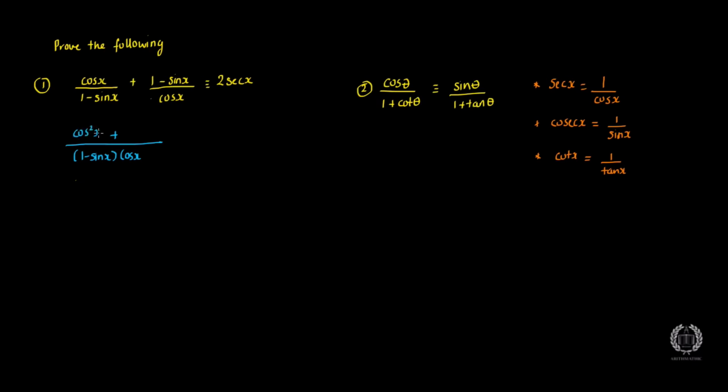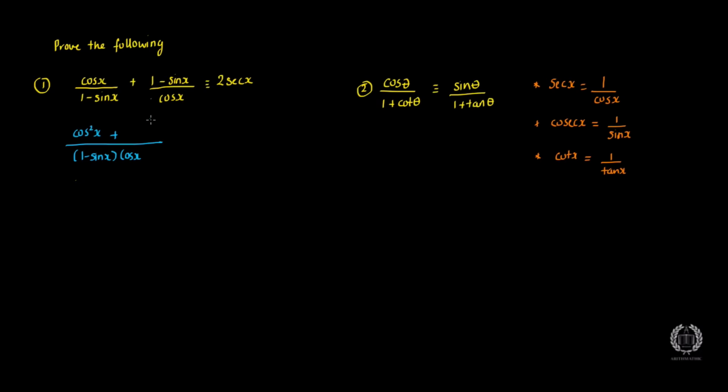Now there is also another way, if you're not quite familiar with this. You take the denominator and divide it by this denominator, which means 1 minus sin x and 1 minus sin x cancels out, and you're left with cos x. That cos x is what you're going to multiply with this cos x, which gives you cos squared x.